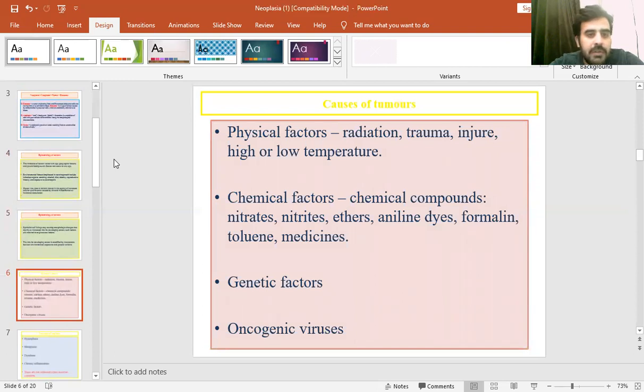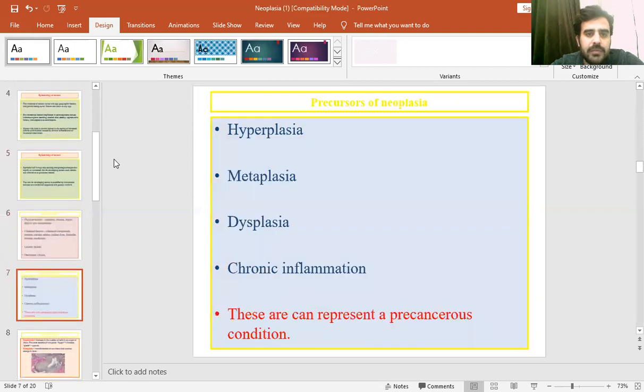Causes. Physical factors include radiation, trauma, injuries, and high or low temperature. Chemical factors include chemical compounds such as nitrates, nitrites, ethers, aniline dyes, formalin, toluene, and medicines. Genetic factors, and we also have oncogenic viruses, are also causes of tumors.